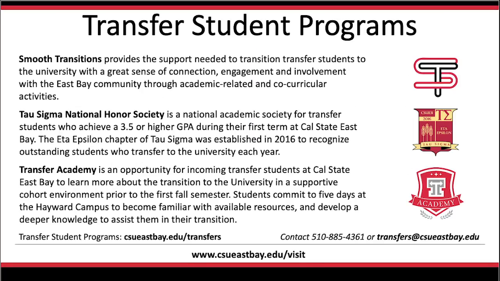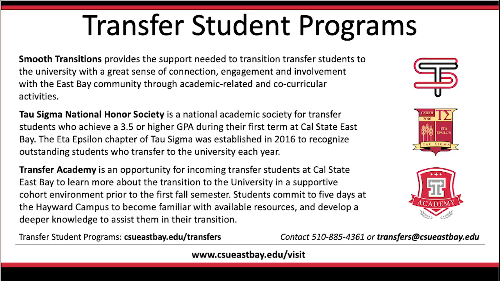Transfer Student Programs. Transition programs serve as a resource hub for transfer students to access the support necessary to achieve the desired educational goal. Smooth transition helps acclimate transfer students to our university and build a sense of connection and community to the campus. Tau Sigma National Honor Society is a national academic society for transfer students who achieve a 3.5 GPA or higher during their first term.